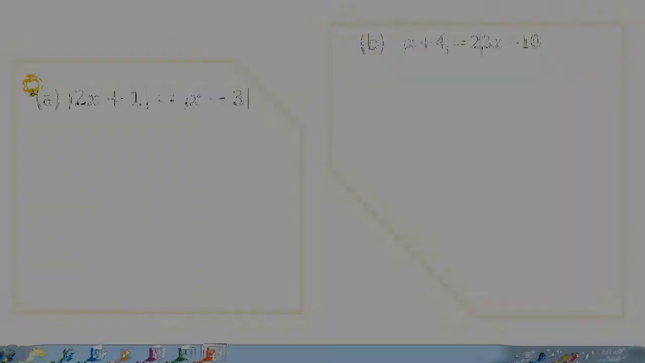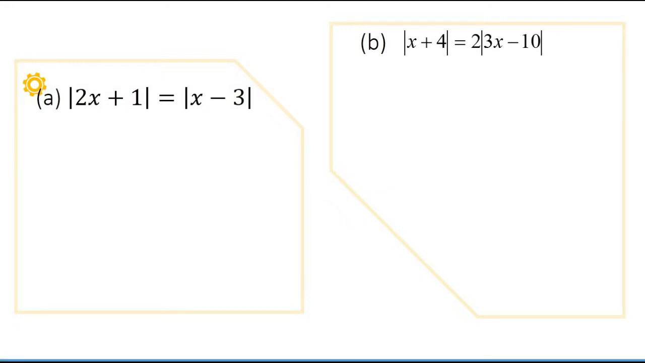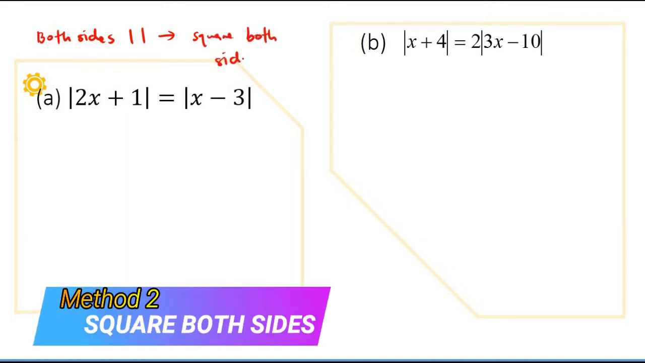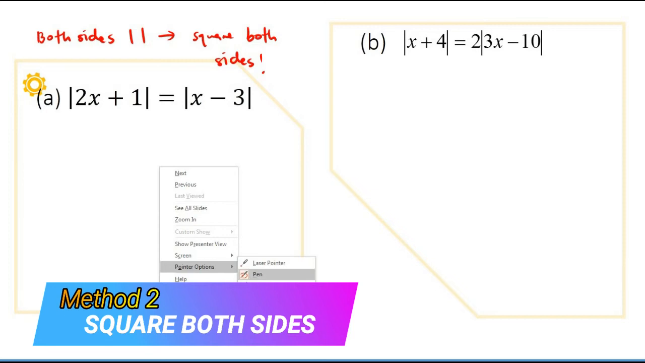Okay, so now we're gonna look into when we have both sides with modulus notation or absolute values. Before this, in the previous example, it was one side, that's why we considered the positive value as well as the negative value. But now we have both of them with modulus, so that's why we want to square both sides. Alright, so now let's look into our first example.